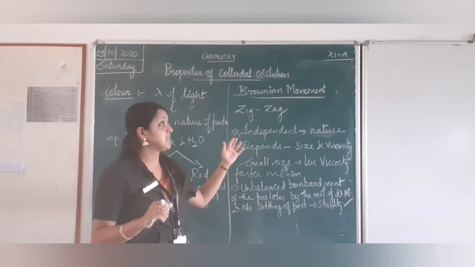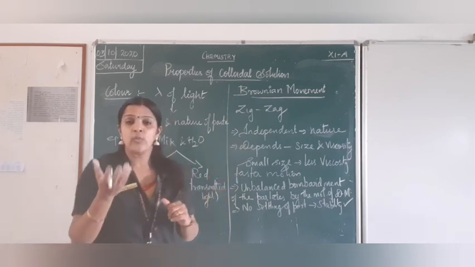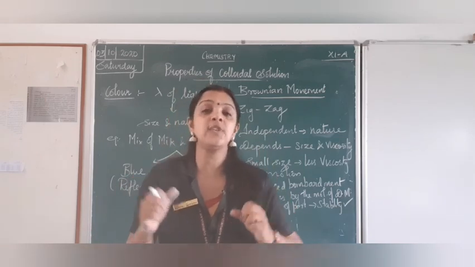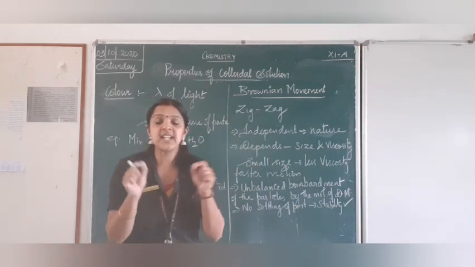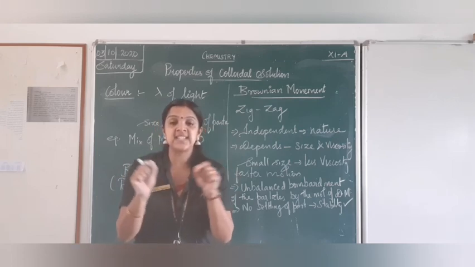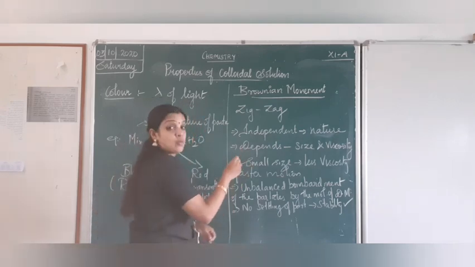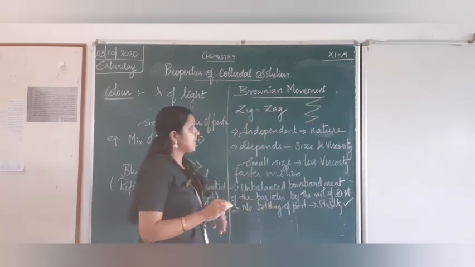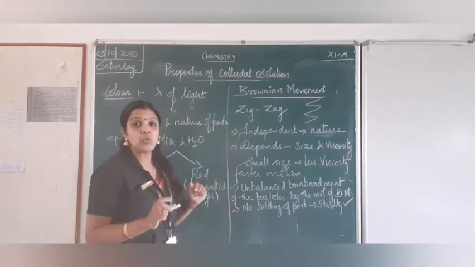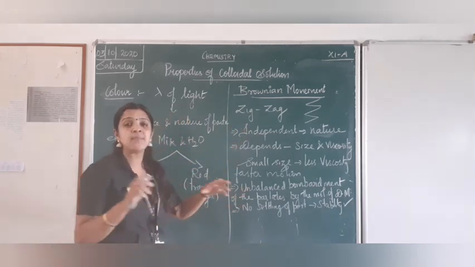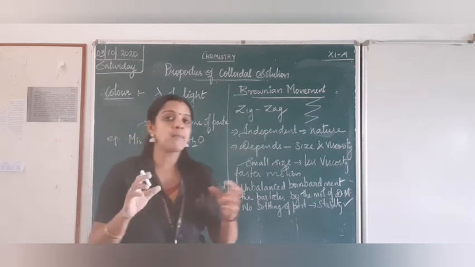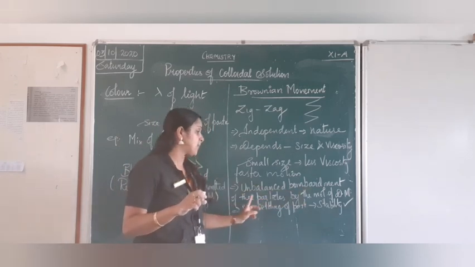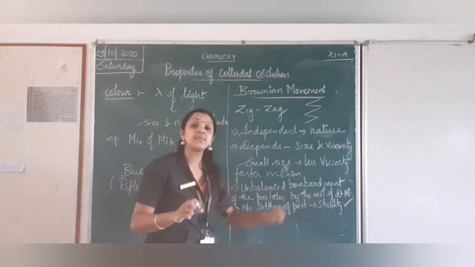The next property is Brownian movement. Now when a colloidal solution is observed through a powerful ultra microscope, you can see that the movement of the particles is in a zigzag way. What is zigzag way? It moves like this. This is called zigzag movement, right? Why is this moving? This is actually moving because there is an unbalanced bombardment. What is bombarding? Bombarding means hitting each other. So there is an unbalanced bombardment of the particles by the molecules of the dispersion medium.